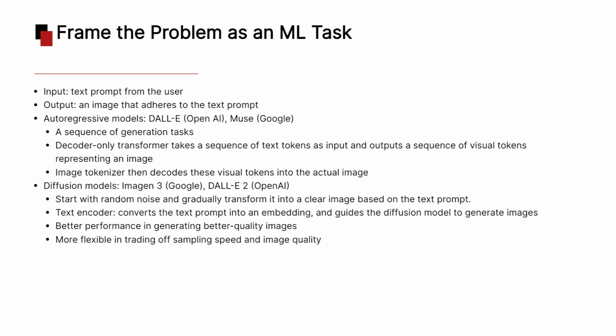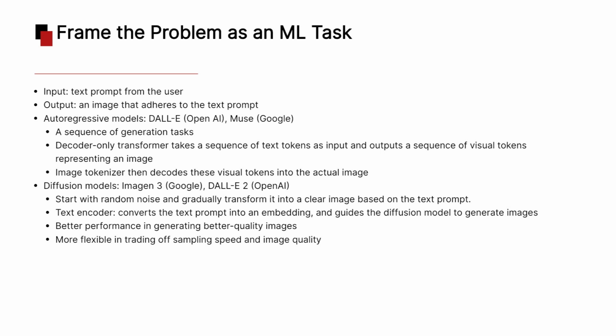1. Autoregressive models: DALL-E, Muse. Autoregressive methods frame generation as next token prediction, much like in language models, but with a combined vocabulary of text tokens and visual tokens. Pipeline.